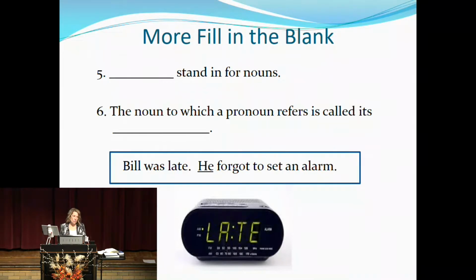When nouns feel overworked, they call for pronouns. Words like he, she, it, they, them, and so on. The noun to which a pronoun refers is called its antecedent. So for instance, in the example given, Bill was late. He forgot to set an alarm. I have that picture there because when you oversleep and you look at your alarm, don't you see that all of a sudden? You don't see the time, just, I am late, and I need to get going. But what is the antecedent in this example? Bill. Bill's the antecedent, the noun to which the pronoun refers.